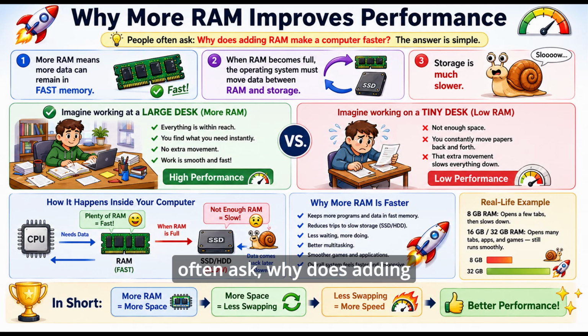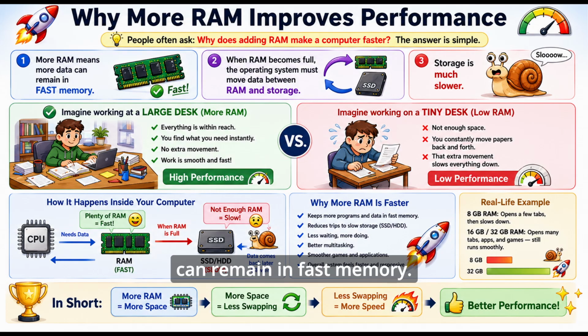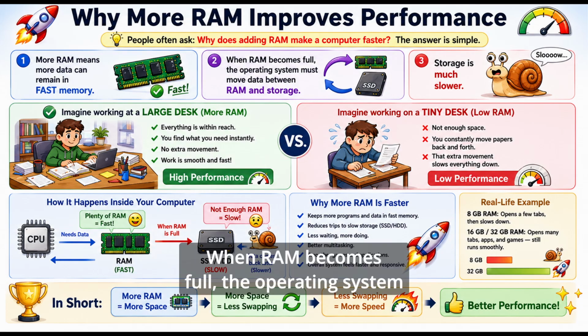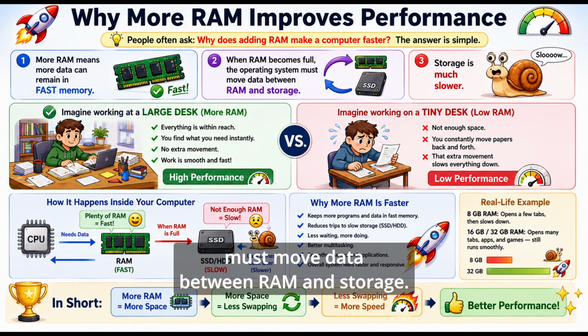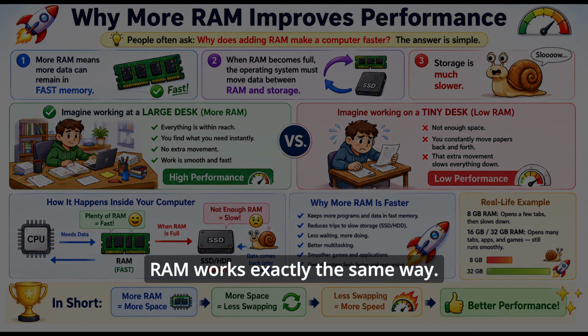Chapter 13 Why more RAM improves performance. People often ask, why does adding RAM make a computer faster? The answer is simple. More RAM means more data can remain in fast memory. When RAM becomes full, the operating system must move data between RAM and storage. Storage is much slower. Imagine working at a large desk. Everything is within reach. Now imagine working on a tiny desk. You constantly move papers back and forth. That extra movement slows everything down. RAM works exactly the same way.